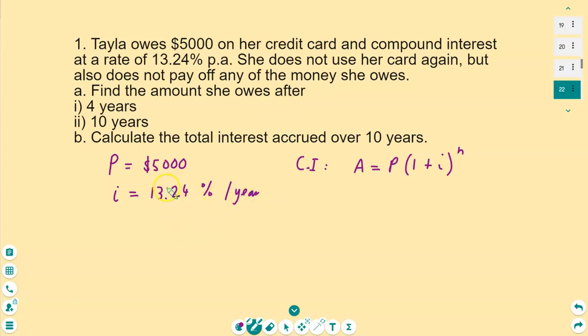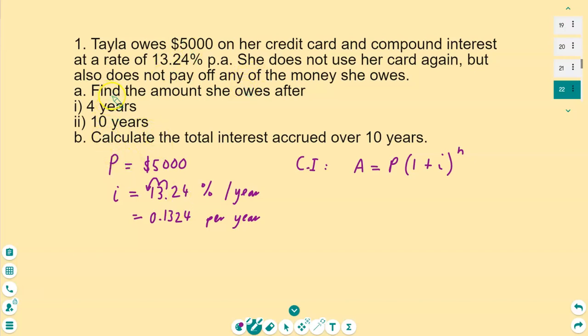If we want to convert that to a decimal, we are dividing by 100. We're making it smaller. We're moving that decimal to the left. 0.1324 per year. Always include the units after it. She does not use her card again, but also does not pay off any of the money that she owes. Okay, so she's still paying interest on all of this money. Even though she's not using her card again, she hasn't paid any back.